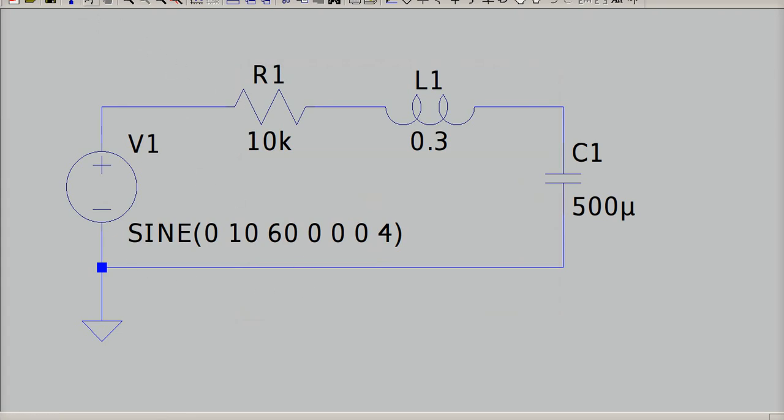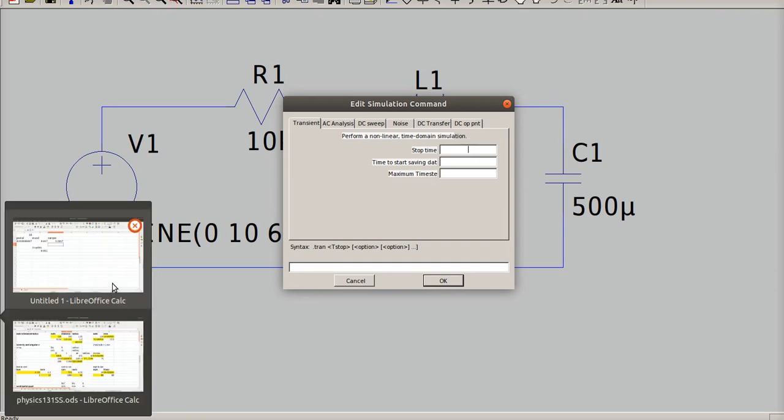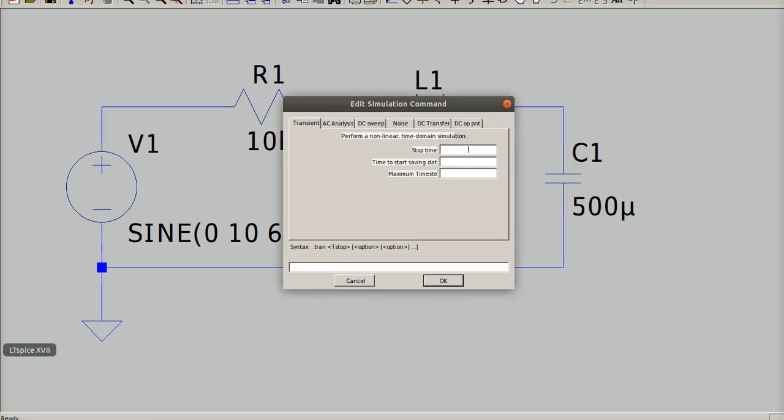Now I want to analyze it. You can't see what I'm doing, but I'm going to simulation, and I want to edit my simulation command. This will now make a little more sense in terms of the spreadsheet. Stop time. How long did I want to go if I want to capture 3 cycles? Well, we calculated it. 3 cycles is 0.051 seconds. And I'm pretty sure Spice will take milli if you want to, or you can just do 0.051.